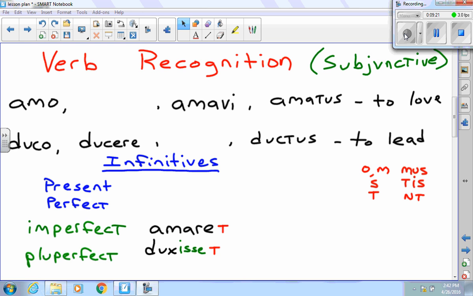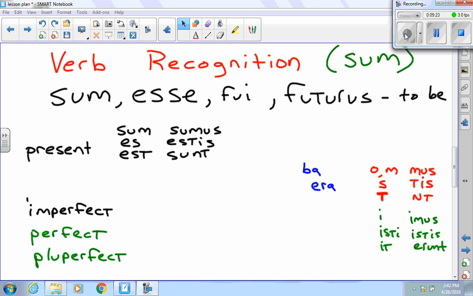Now you do have irregulars. Of course, our favorite irregular is the word sum. In the present tense, you're going to have sum, es, est, sumus, estis, and sunt. Now we're going to use era for the imperfect, and we're going to add an ending. So eram, eras, erat, eramus, eratis, and erant. The present system of sum acts just like that.